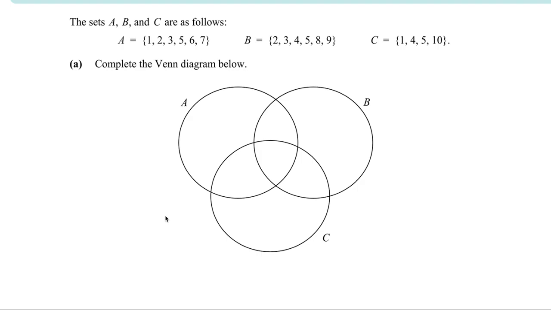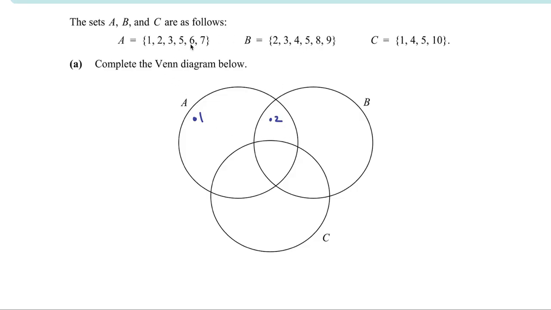So the Venn diagram asks us to have set A to include 1, 2, 3, 5, 6, 7, B is going to be 2, 3, 4, 5, 8, 9, and C is 1, 4, 5, 10. So 1 belongs only to A. So I'm going to put a dot and I'm going to put it in A. 2 belongs to A and B. So I'm going to put it in here.